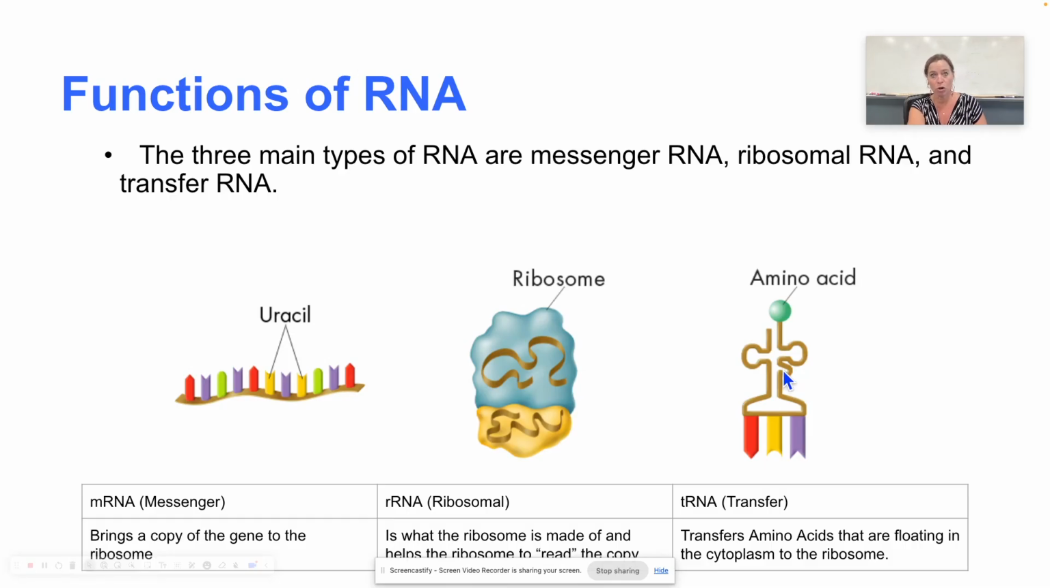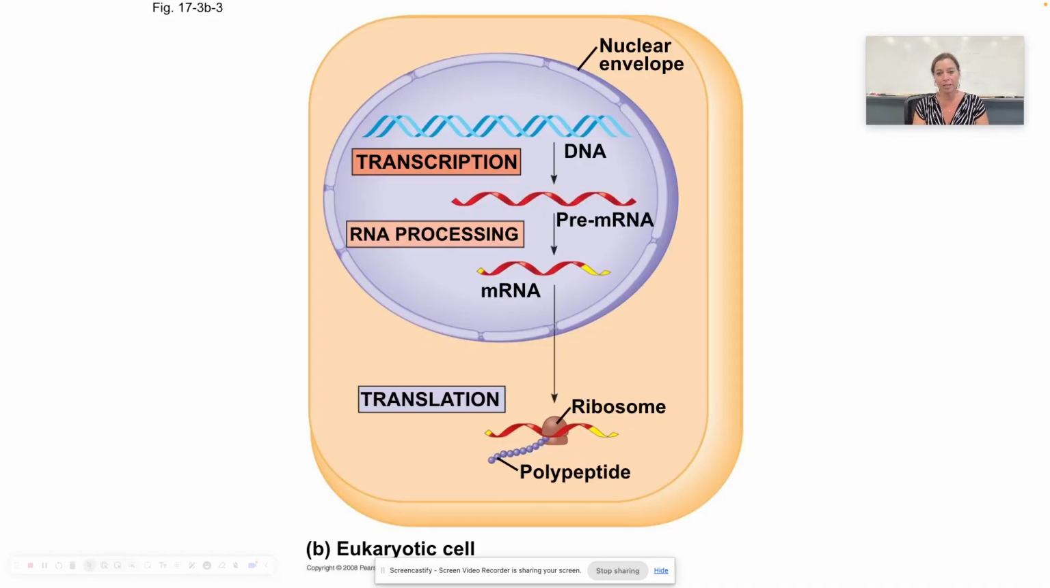tRNA, or transfer RNA, transfers the amino acids, which are just in that cell soup floating in the cytoplasm. They go out into the cytoplasm, they pick up an amino acid, and they bring it back to the building site at the ribosome. If I was to look at this in a diagram, it would look something like this. Here's my cell. This whole thing is the cell. This right here is a nucleus, and this area represents the cytoplasm.